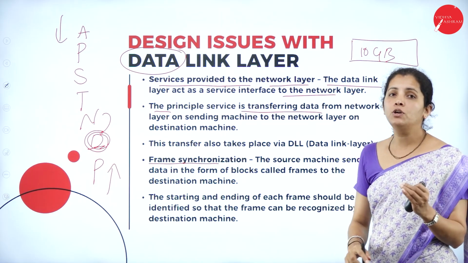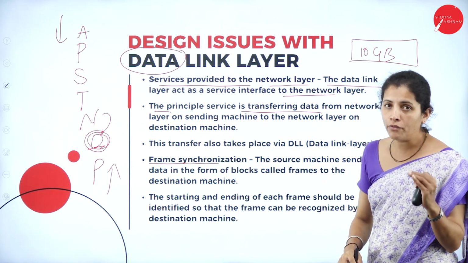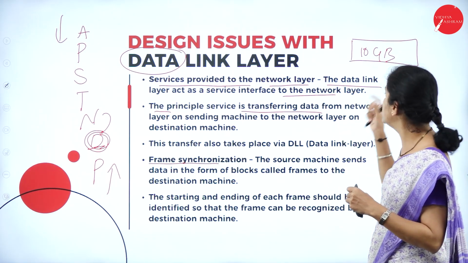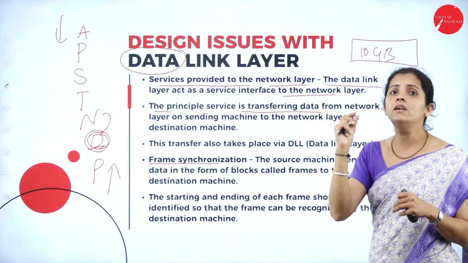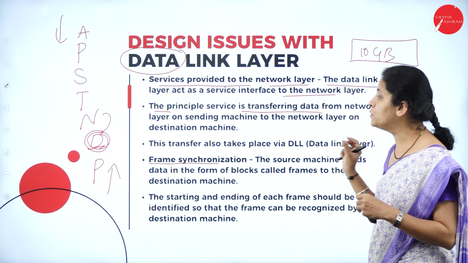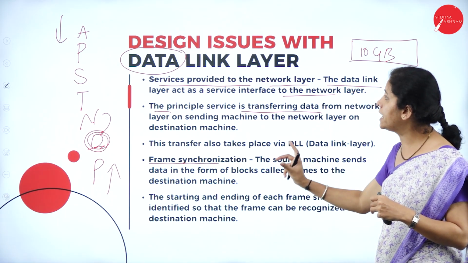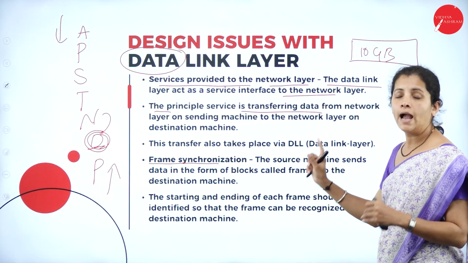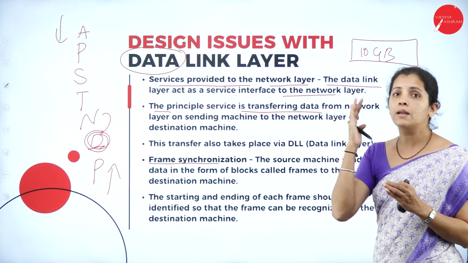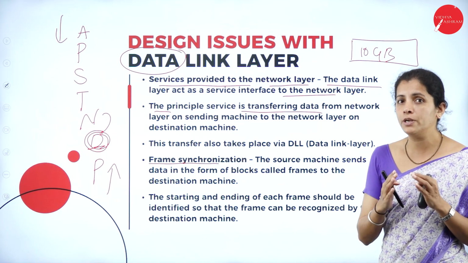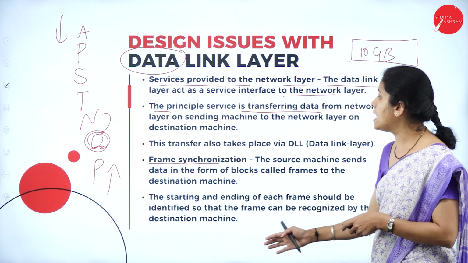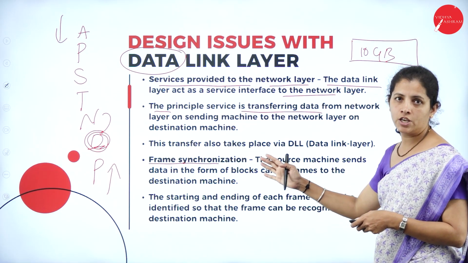I cannot send this 10 GB of data together. So what am I going to do? I'm going to break this data into 10 different 1 GB pieces, and that is itself known as frames in the data link layer. And when I send the frames one by one, there must be a synchronization between the sender side and receiver side. That is known as frame synchronization.